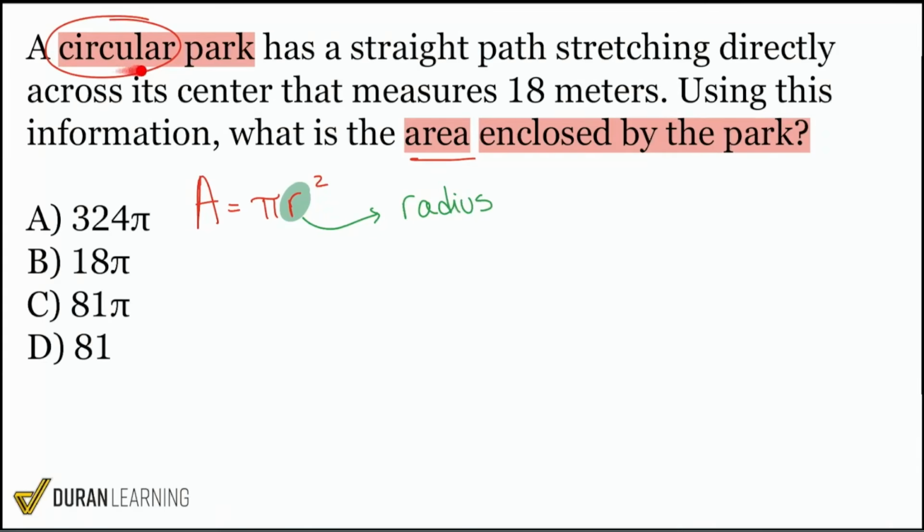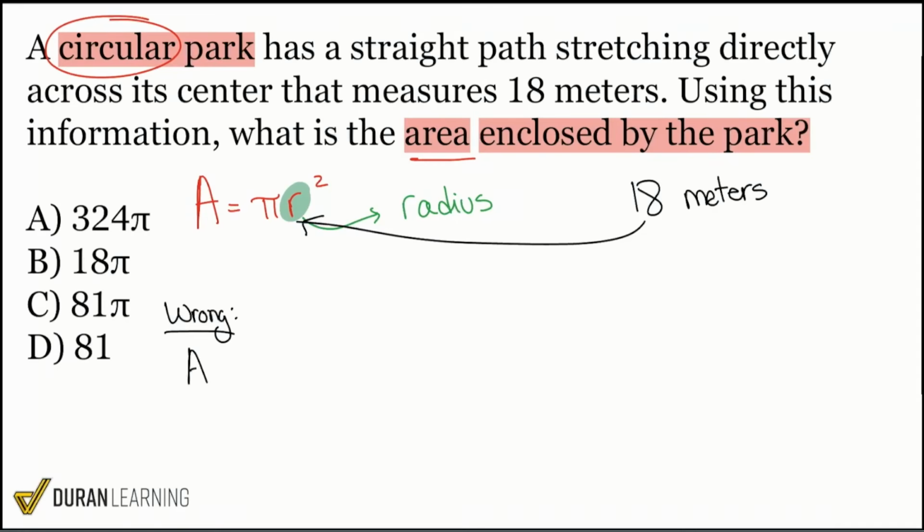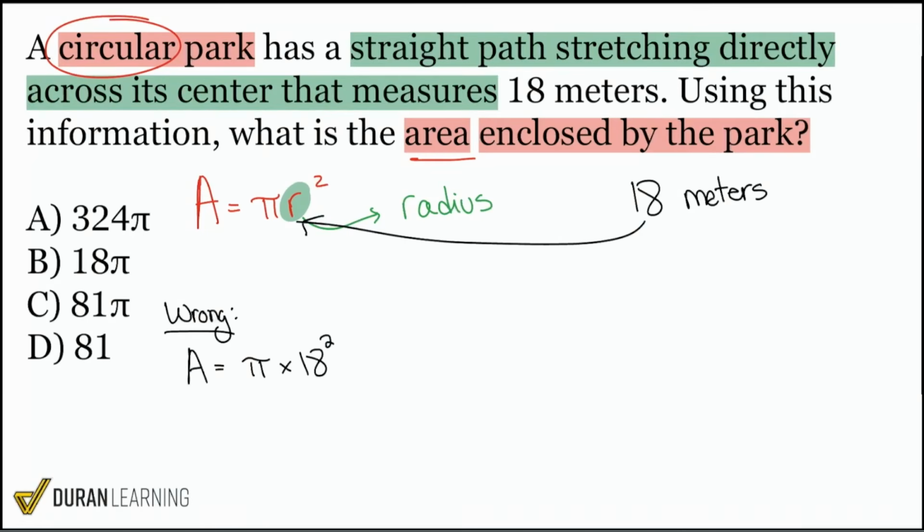So we have a circular park with a straight path stretching directly across its center that measures 18 meters. Some folks will think immediately, hey, 18 meters, let me plug that in. And what that will cause some of us to do is, and I'm going to make sure to write that this is wrong before I even write what I'm going to write. Most folks will say, okay, cool, area equals pi times 18 squared, plugging in the 18 for the radius. But my party people, quick question. It says a straight path stretching directly across its center. That's what measures 18 meters.